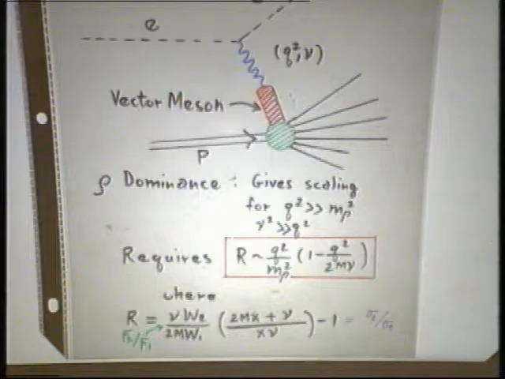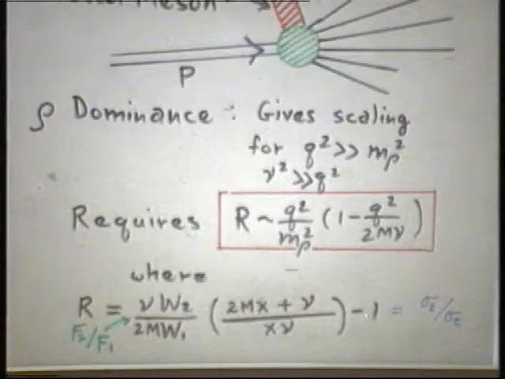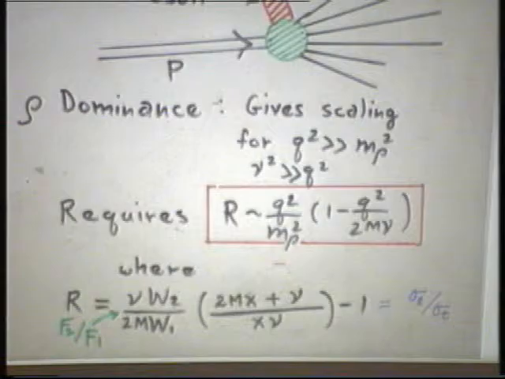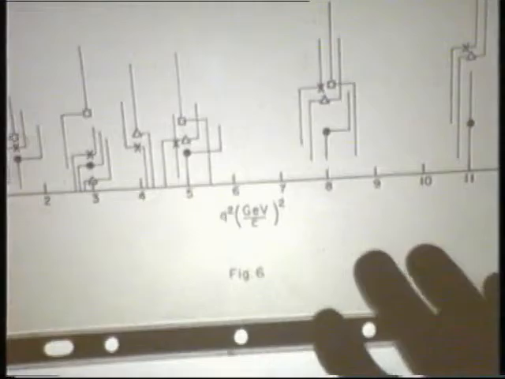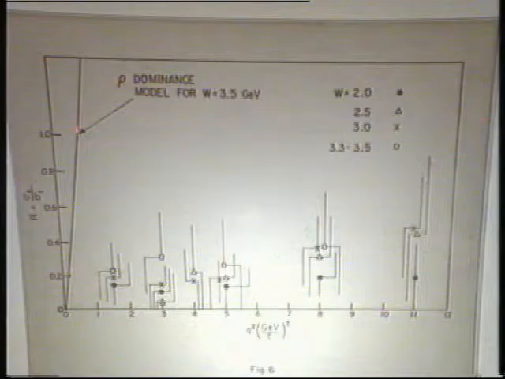And R was something we measured quite early. Of course, this is just the ratio of the longitudinal absorption cross-section to the transverse absorption cross-section. When we put the results in, this is what we found. This is the vector dominance model with the rho dominance for R, and these were the data points. And it was quite clear that this model really could not apply.